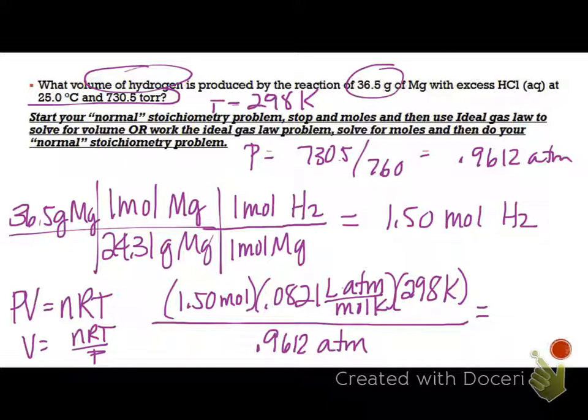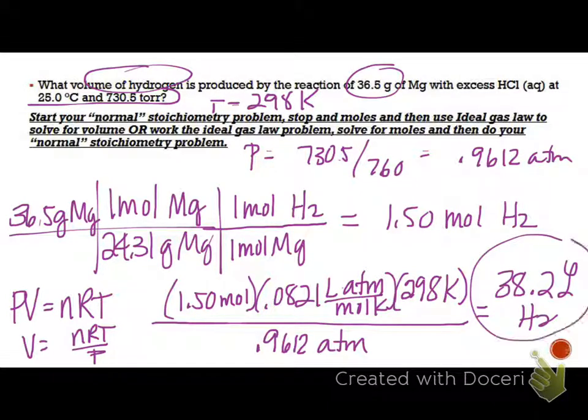Now before, I did the 22.4 and kept going because I was at STP, but because I'm not at STP, I can't do that. So now I'm going to plug it in here. And what did we get? 38.2. And that is liters of hydrogen. So same amount of magnesium as the previous problem, but look, we got almost, not quite, 5 more liters at being at different conditions.